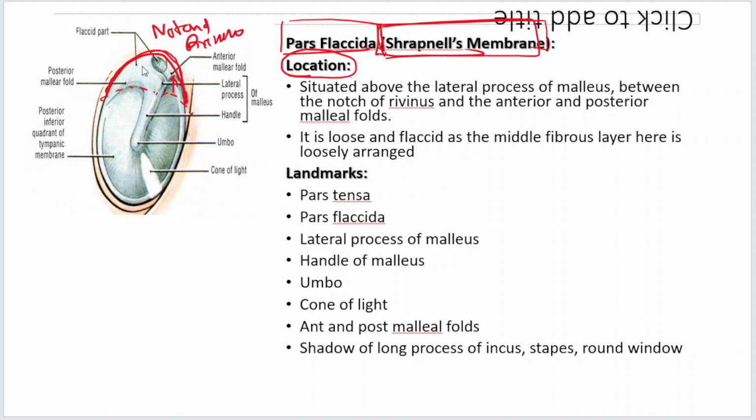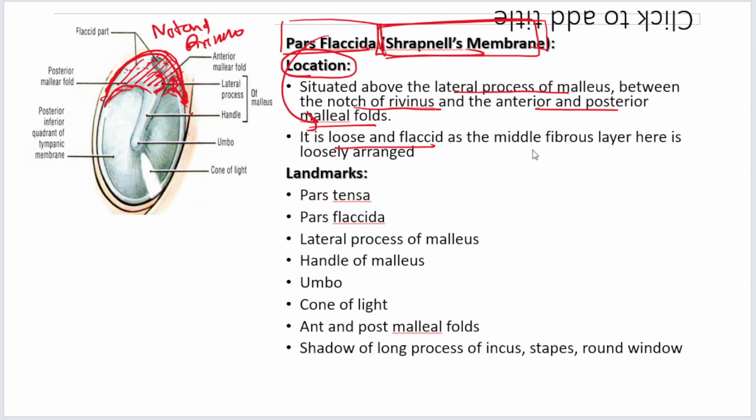Okay, notch of Rivinus. So this part that is present above the pars tensa is called the pars flaccida. It is present between the anterior malleolar fold and the posterior malleolar fold and the lateral process of the malleus. This not so bright looking structure is the pars flaccida. It is situated between the lateral process of the malleus, the notch of Rivinus and the anterior and posterior malleolar folds. It is loose and flaccid, as the name suggests.